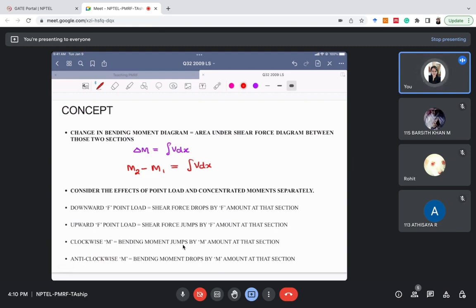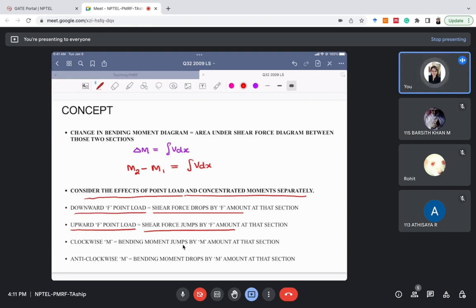Some other points you should note down is to consider the effects of point load. So we will consider the effect of point load and concentrated moments separately. Whenever we have downward point load, then shear force drops by F amount at that section. Okay. Whenever we have downward point load, the shear force will drop by F amount. Whenever we have upward point load, shear force jumps by F amount. Okay, please note these points.